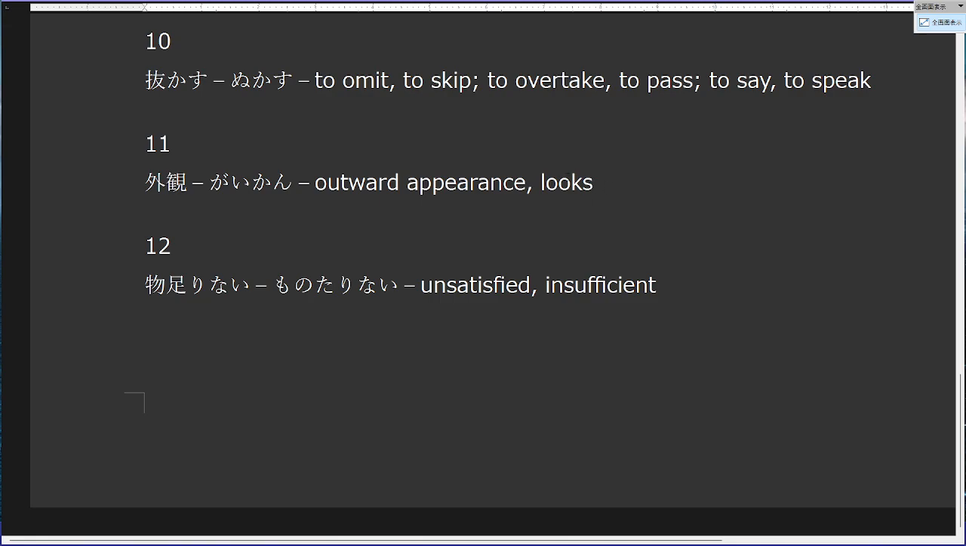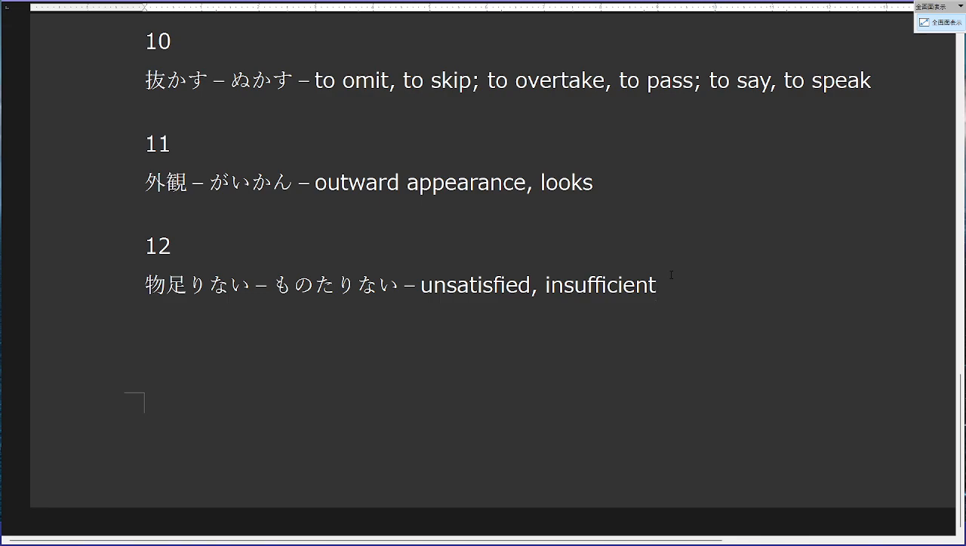Gaikan. And finally, number 12 is mono tarinai. This is our e adjective. It doesn't look like it, but it is. It's an e adjective at the end here for a thing that is not sufficient. Mono is a thing on the left side, and tarinai on the right side uses our kanji for sufficiency, and tarinai is a kind of negative conjugation of that. So mono tarinai is something that is not sufficient, insufficient, or unsatisfied.